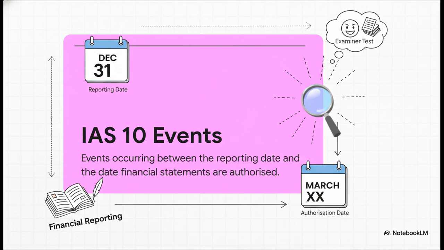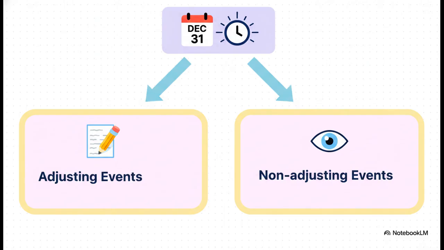The examiner absolutely loves to test what you do with new information that comes to light during this specific time frame. Honestly, everything in this standard boils down to this one comparison. Is it an adjusting event or a non-adjusting event? To figure it out, just ask yourself one question. Did the condition exist at the stroke of midnight on the reporting date? If the evidence points to a condition that existed at year-end, it's adjusting, and you physically change the financial statements. But if it's a completely new condition that arose after the year-end, well, it's not adjusting. You just disclose it in the notes and call it a day.